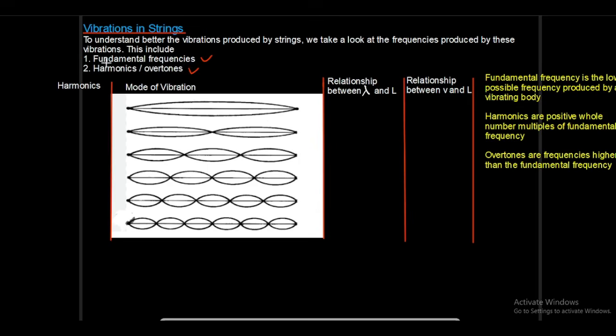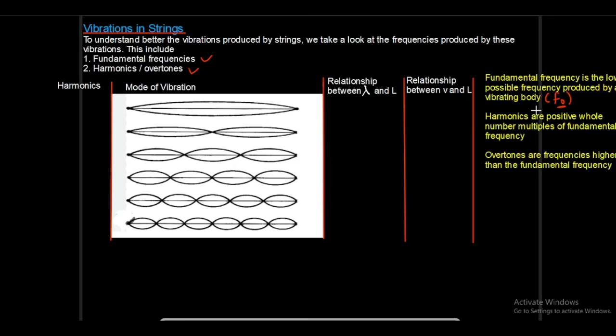So what then is the fundamental frequency? The fundamental frequency is the lowest possible frequency produced by a vibrating body. The lowest possible frequency produced by a vibrating body is what we call the fundamental frequency, and its symbol is F naught. Alright, so the fundamental frequency is represented with the symbol F naught.